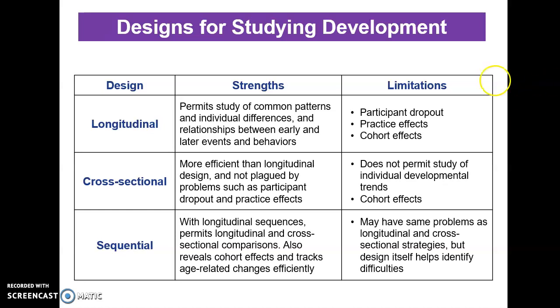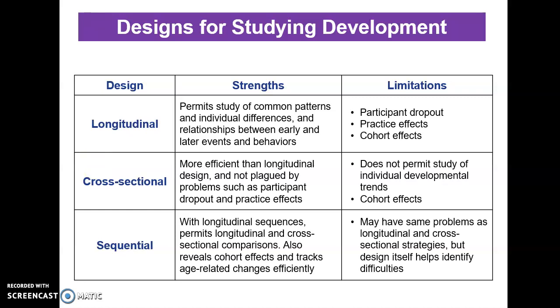The problem with this is a lot of times participants drop out, so they might move or they might not want to be included anymore or whatever it might be. Therefore, if we start with 100 kids the first year, we might drop to 80 participants and 60 participants later on. Cross-sectional is more efficient than longitudinal. It's often cheaper. However, we don't get that individual difference across time.